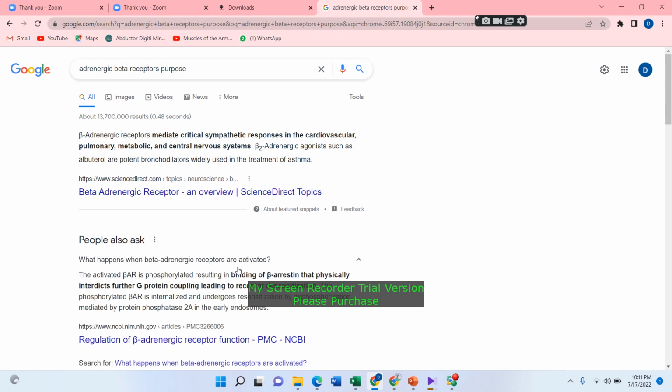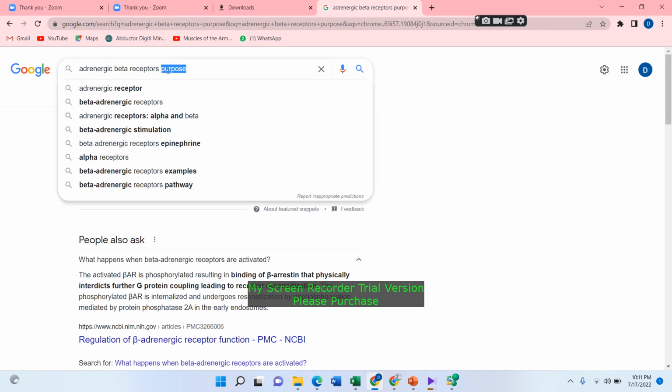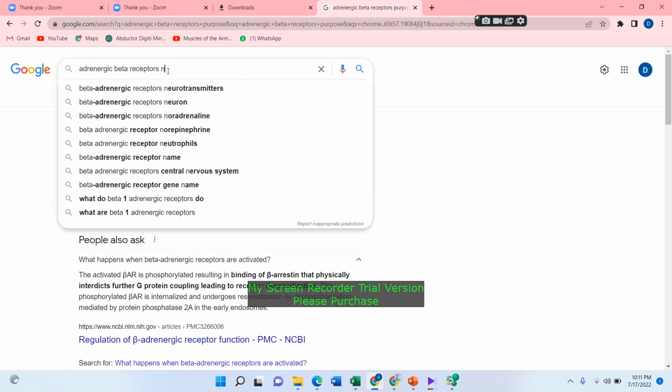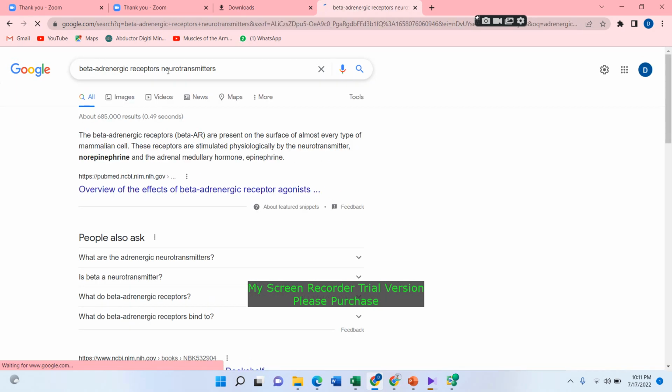What happens when beta-adrenergic receptors are activated? The activated beta-adrenergic receptor is phosphorylated, resulting in binding of beta-arrestin that physically interferes with further G-protein coupling, leading to receptor desensitization. So what is the neurotransmitter used here? I think it's the one in the sympathetic nervous system, which is actually norepinephrine. These receptors are present on the surface of almost every type of mammalian cell.